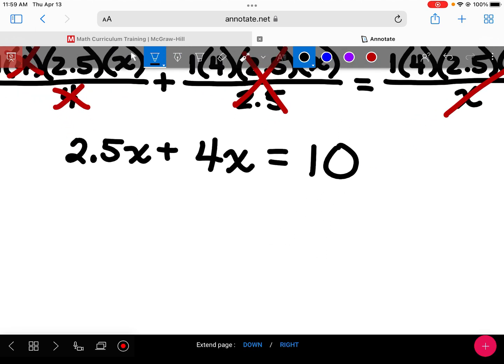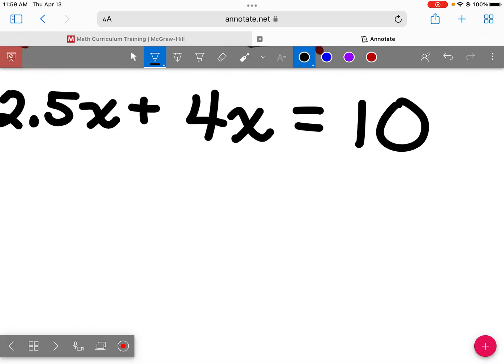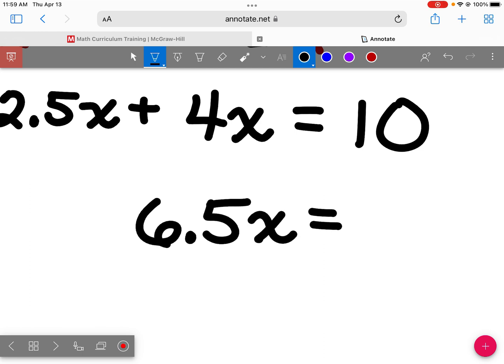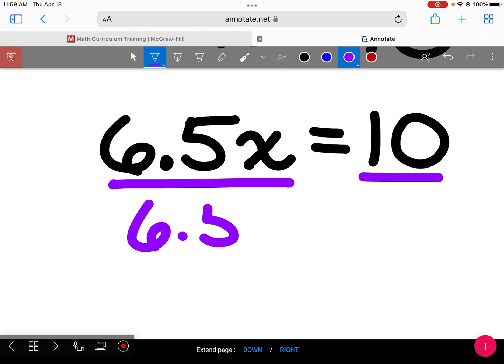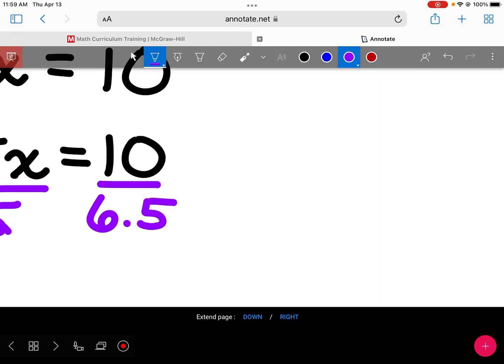What do I do now? Combine like terms, which gives me what? 6.5x equals 10. Divide both sides by 6.5. This one comes out a lot grosser than the last number. Just round it to 3 decimal places for me.